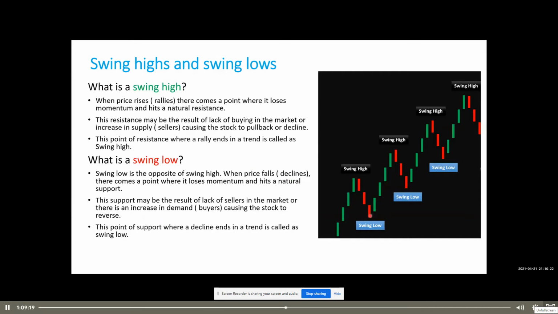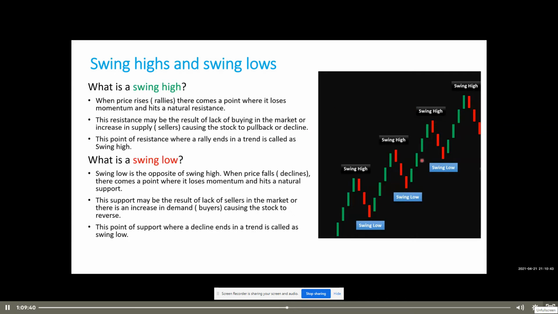So this is what we call a support. When the low point of the stock, where it hits a support and bounces, that is what we call a swing low, right? This point of support where a decline ends in a trend is called a swing low. Now, you guys can clearly see, right? This is a trend. The trend comprises of swing highs and swing lows and swing highs and swing lows and so on and so forth.